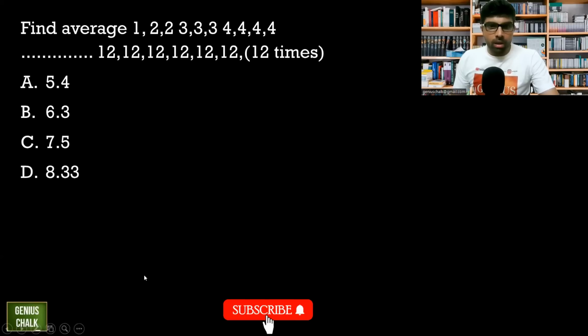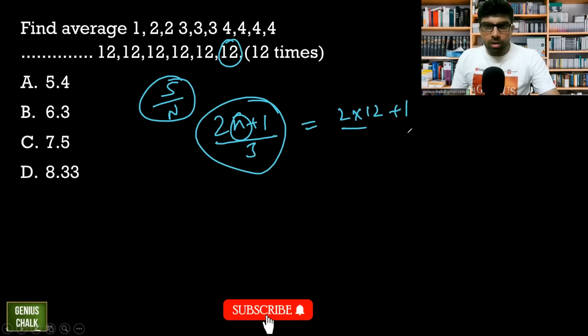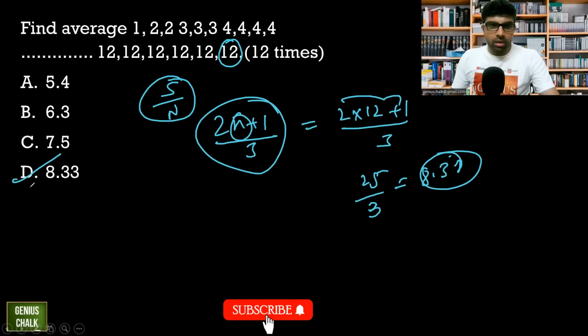Next one, similar: 1, 2 square, 3 square up to 12. So applying the formula, with the last number, 2n plus 1 by 3 is the answer. Sum by number, we have calculated in the previous question. n value is 12. So 2 into 12 plus 1 by 3. So 25 by 3, it is 8.33. So what is my answer? Option D.